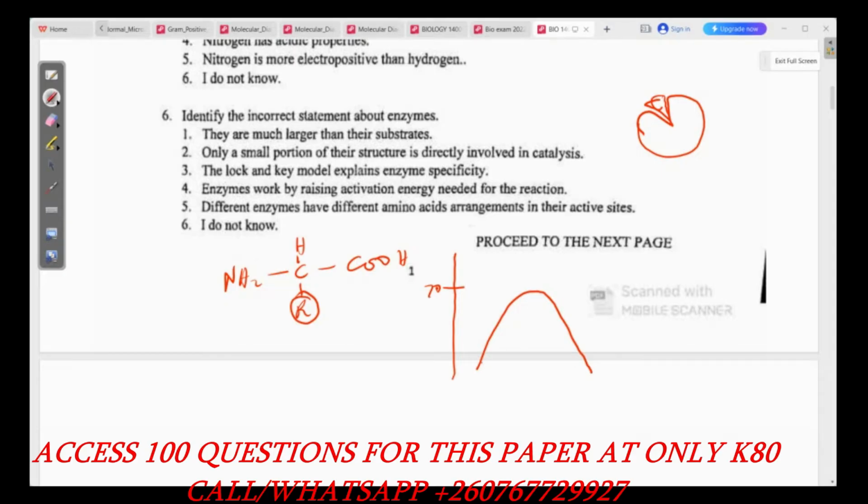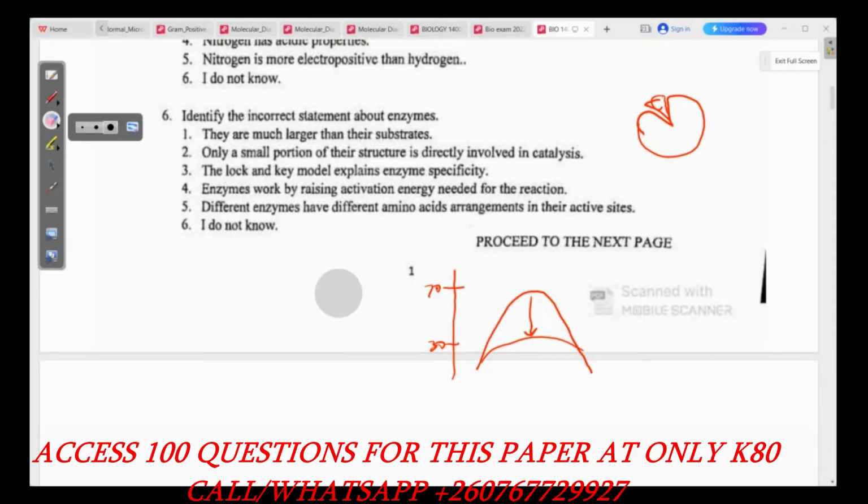So it's going to lower this activation energy. Let's say maybe just to there. Let's say this is maybe 30. So from 70 to 30, it decreases. It does not raise the activation energy. Instead, it reduces. So four is the incorrect statement with respect to enzymes.